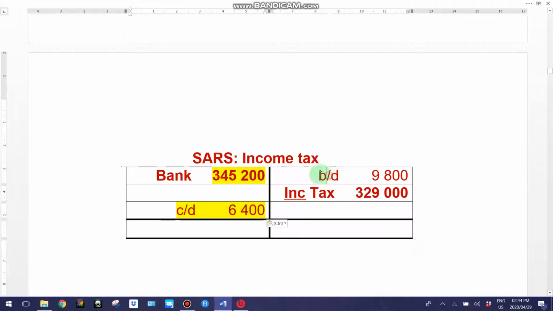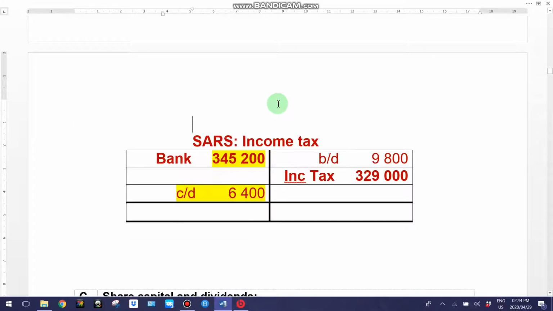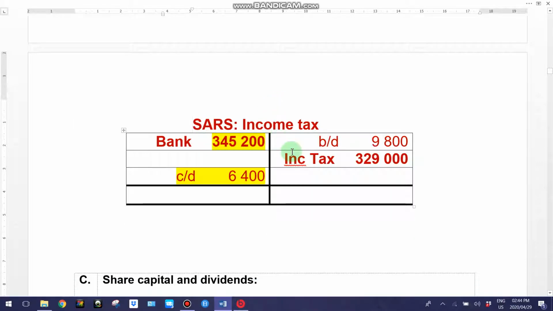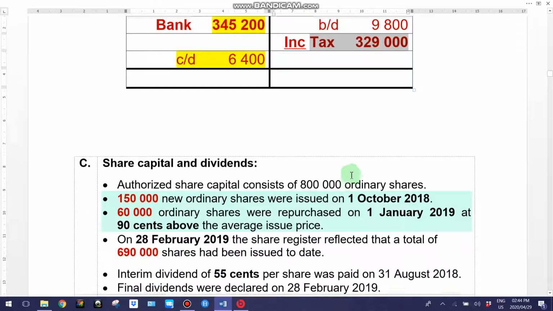You need to be certain where you put your opening balance and your closing balance. The income tax amount would always be on the credit side, and the bank amount would always be a difference on the debit side. So you need to practice many of these things here and use many past year exam papers. Look for examples. It normally carries up to 4 to 5 marks, depending on whether this net income tax amount is given or not.